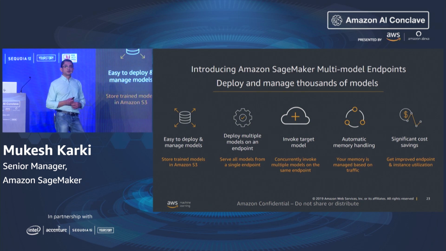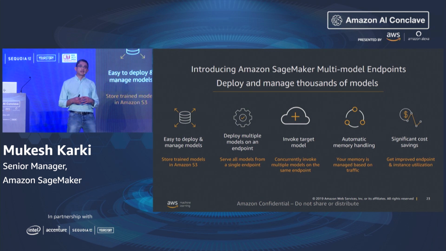we launched multi-model endpoints in November. The idea being that behind a single endpoint, you can have tens of thousands of models. And we make sure to bring them up in memory of the instances of the endpoint as and when they are needed. And if the usage goes down, we will push them back to storage, and a different model will be running in memory. So you can have significant savings by using multi-model endpoints.